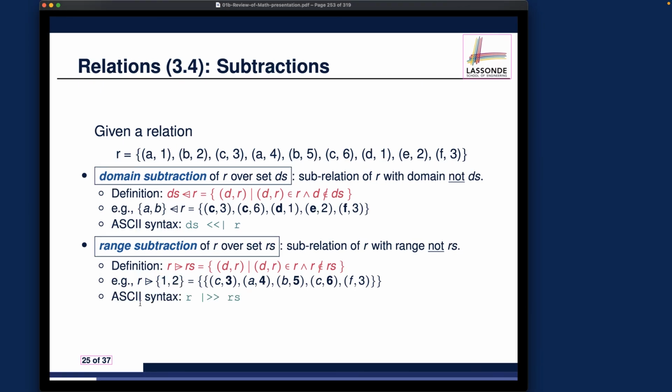All right, and that's the Ascii syntax again. So vertical bar and also the outside greater than itself is the range restriction, but now we're adding the middle greater than to indicate the minus over here, right? You can see this part over here.